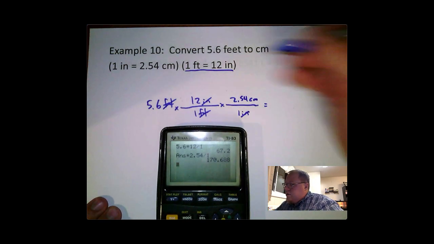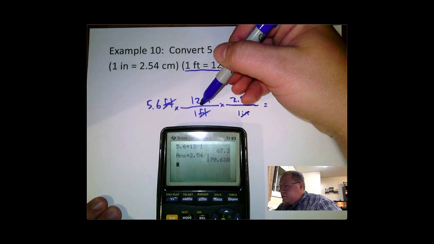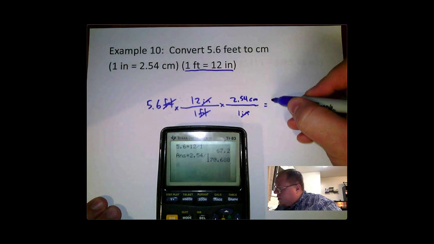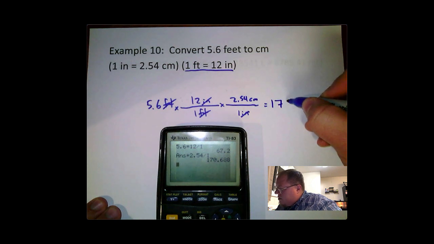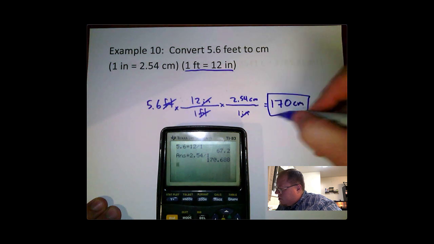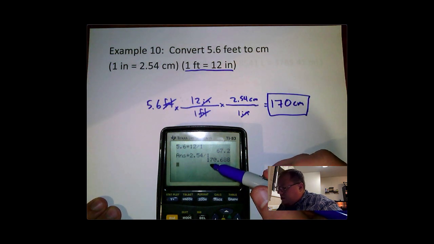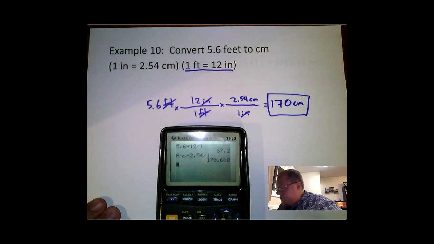170.688. 2 sig figs. This is how these are equal, so they're infinite. So 2 sig figs here, so we're going to go 170 centimeters. Round to this figure. Okay, to the 7, so the 0 rounds down.